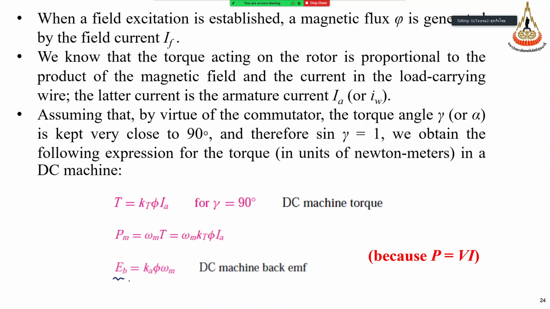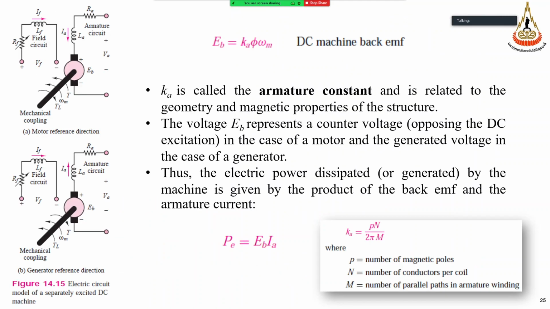And this voltage we call the back EMF voltage, electromotive force. EB is K phi omega. K is the armature constant, so K is a constant value. If we know the constant of this machine, we can compute its performance. The voltage EB represents the counter voltage opposing the DC excitation, so we call it back EMF voltage. It is the counter voltage in case of a motor, and the voltage generated by this machine in case of a generator.